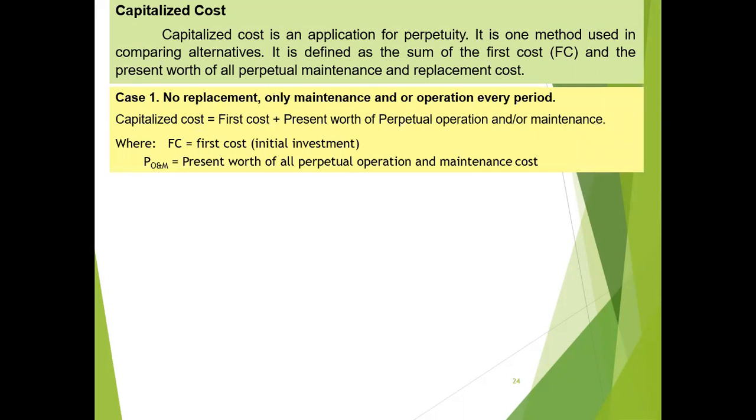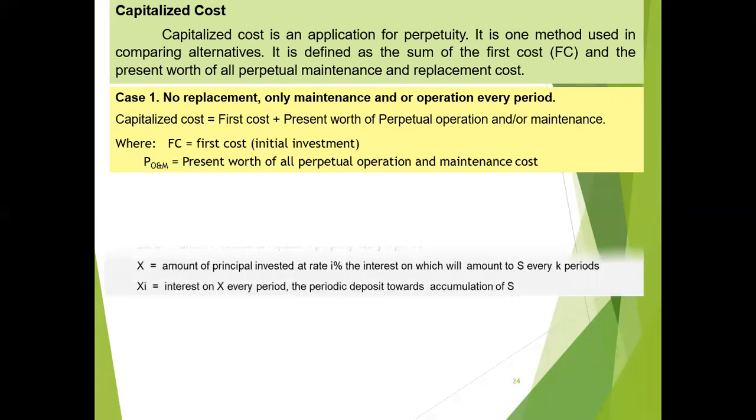So we have three cases. Case 1, no replacement, only maintenance or operation every period. So for our capitalized cost, we have capitalized cost equals first cost plus present worth of perpetual operation and/or maintenance, where FC is the first cost or initial investment and POM is equal to the present worth of our perpetual operation and maintenance cost.